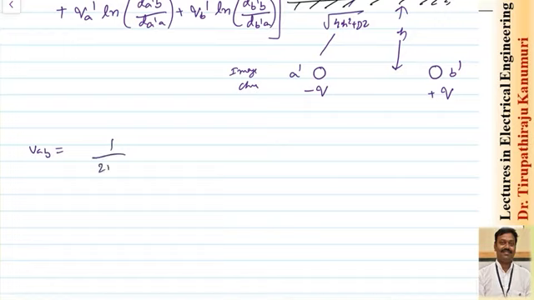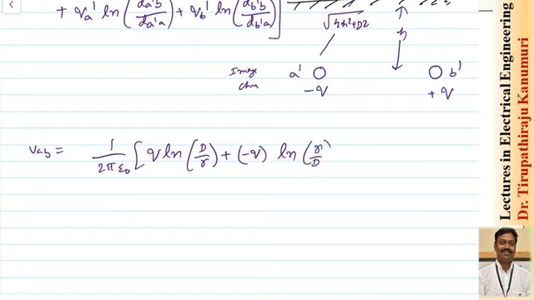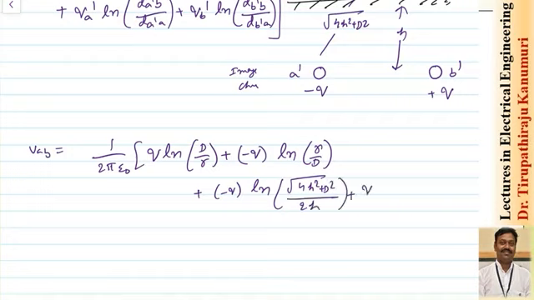VAB will be equal to 1 by 2 pi epsilon naught into Q into ln of D by R, plus the second charge is minus Q, so this will be ln of R divided by D, plus the image charge, because A dash is equal to minus Q, this will be ln of square root of 4h square plus D square divided by 2h, the distance I have written here, then plus Q into ln of 2h divided by square root of 4h square plus D square. This is what we get.